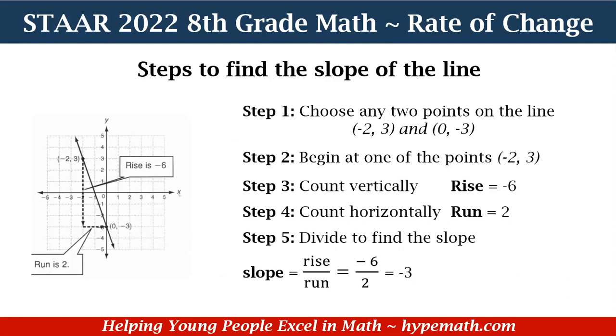We are going to choose 2 points on our graph, and we have (-2, 3) and (0, -3). Step 2, begin at any one of the points. We are going to start at (-2, 3). We are going to count vertically, and if you notice, we are going down. So our rise, as we said, is going to be negative. It's -6. And then we're going to count horizontally. Because we're going to the right, our run is going to be positive, and it is equal to 2. Now we need to divide to find the slope. Our rise is -6 divided by 2. That is equal to -3.